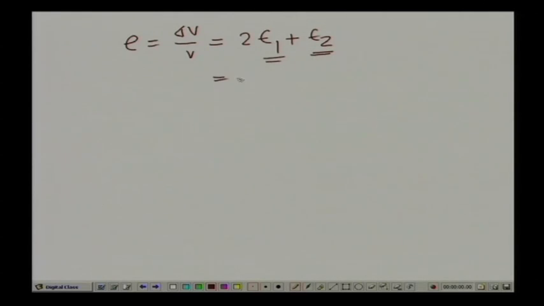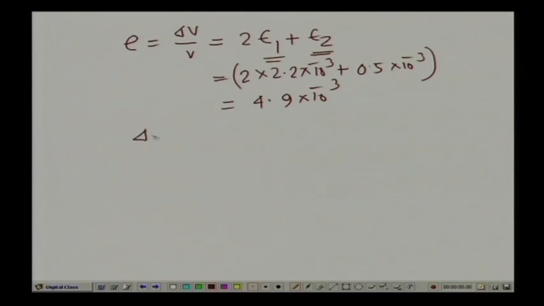So, this is equal to 2 into 2.2 into 10 to the power minus 3 plus 0.5 into 10 to the power minus 3. So, this is the volumetric strain. This is equal to 4.9 into 10 to the power minus 3.